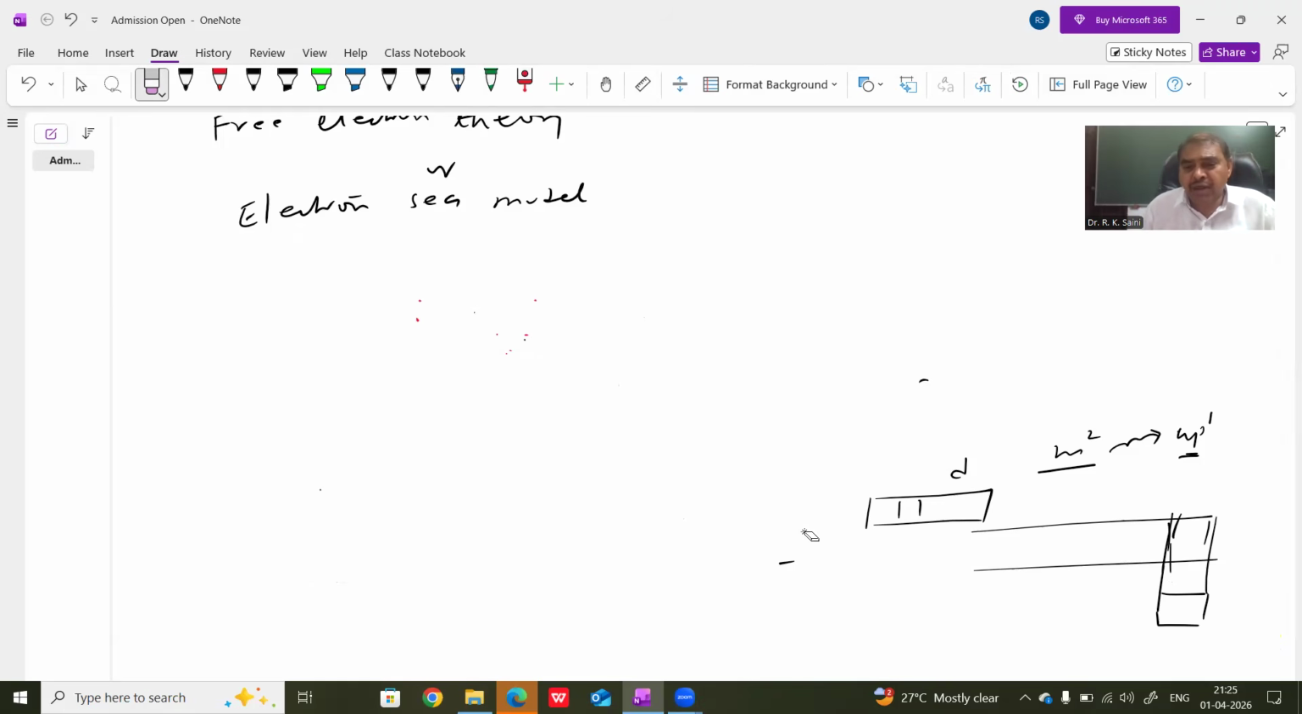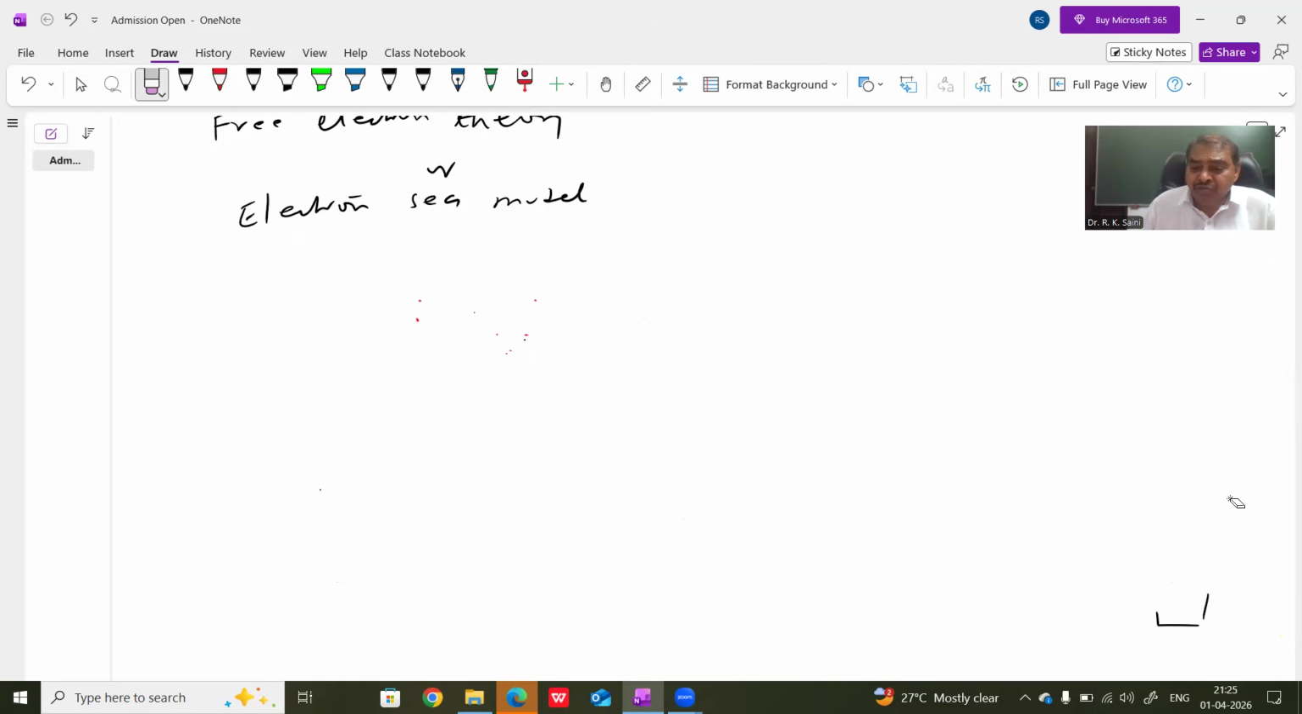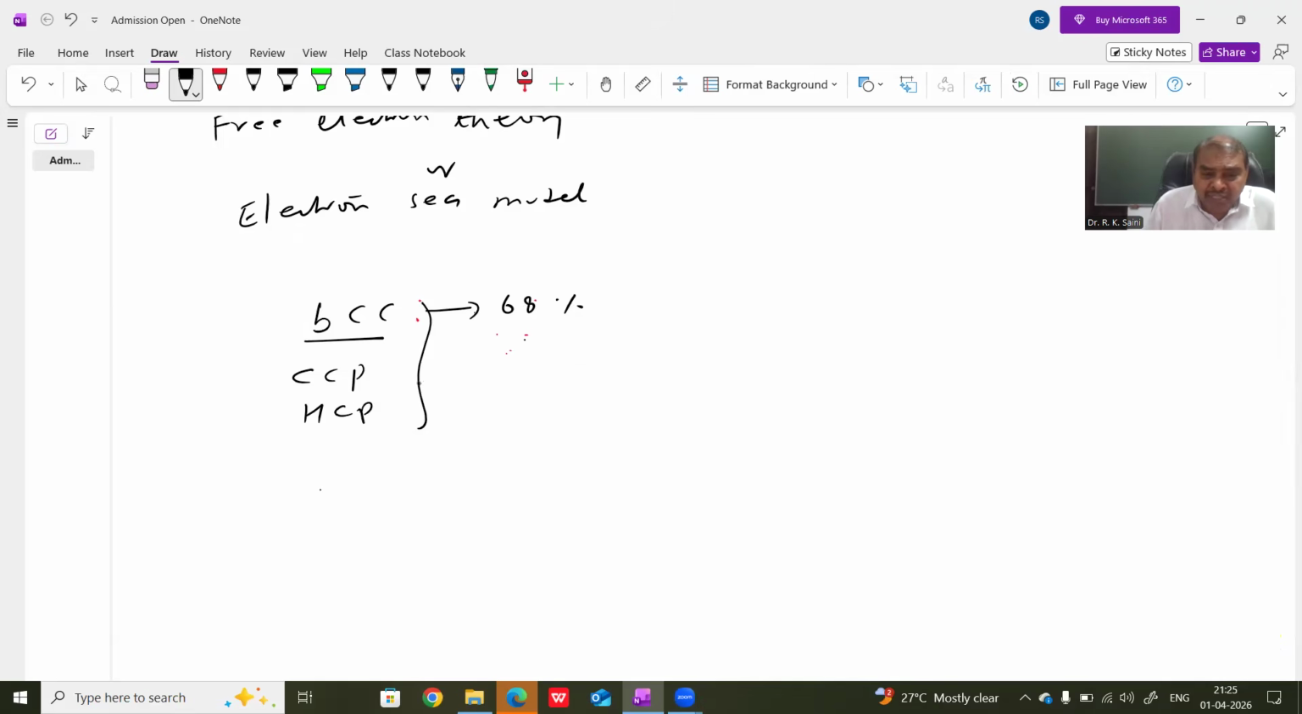However, these properties also depend on other factors such as the type of crystalline structure. In the previous lecture we found they mainly possess BCC, body centered cubic structure, CCP, cubic close packing structure, and HCP, hexagonal close packed structure. The packing efficiency in BCC is 68%, and in CCP and HCP the packing efficiency is 74%.